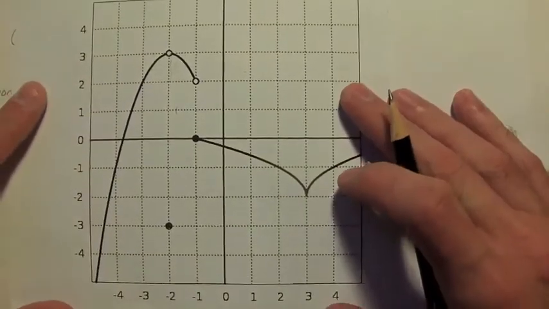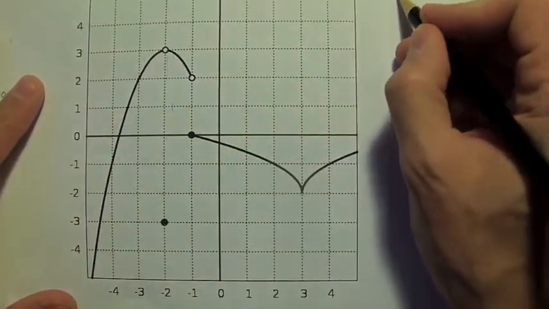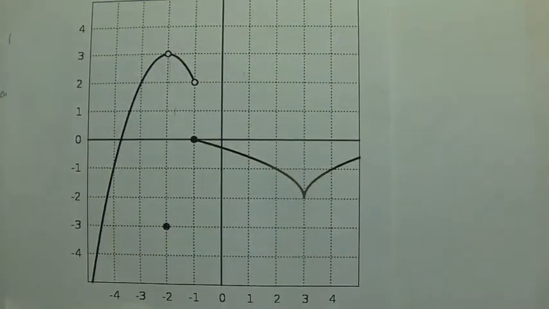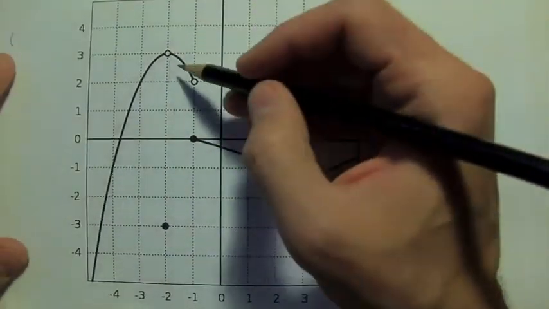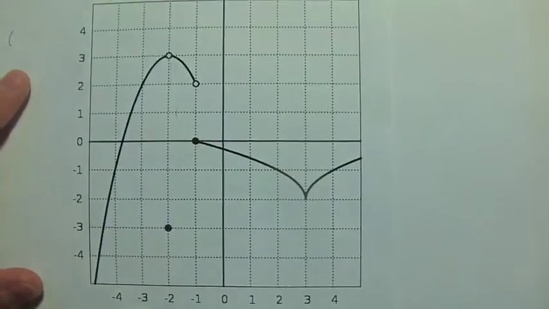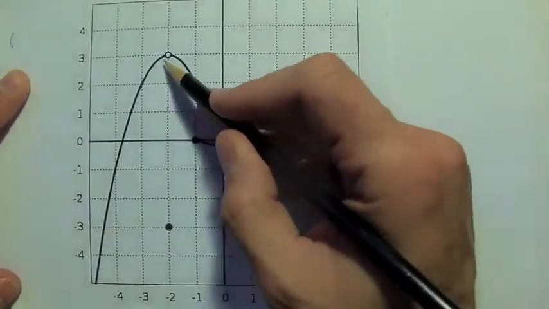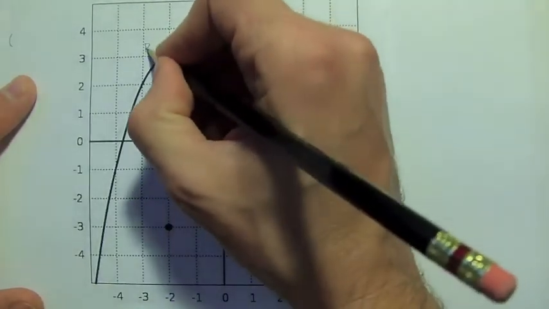Okay, next up let's try looking at -1. When x is equal to -1, it's pretty clear that the function's not continuous there, right? We go along here and then we have to jump down to here. We have to lift our pencil. This is what is called a jump discontinuity. All right, this guy up here, this is what we call a removable discontinuity.